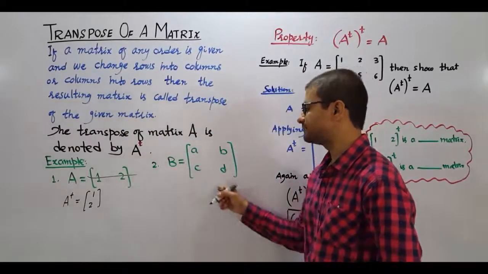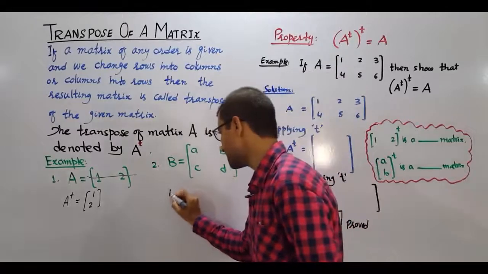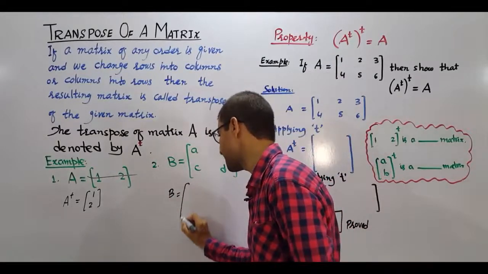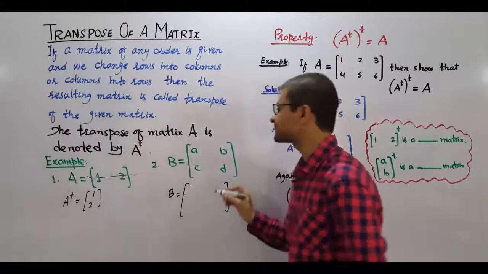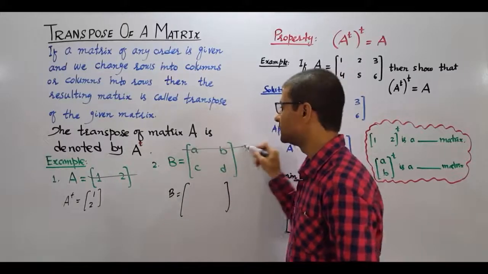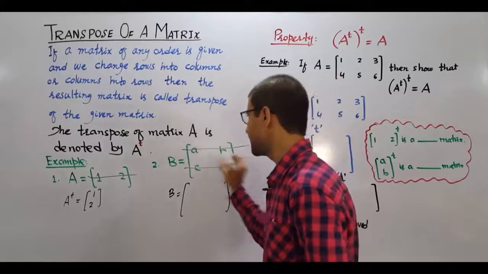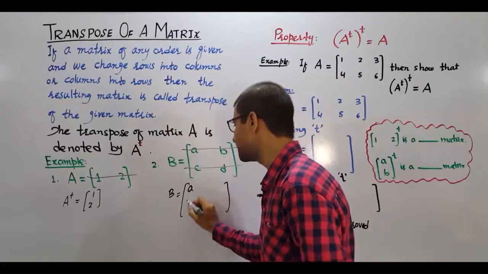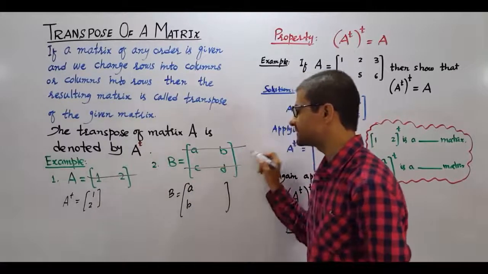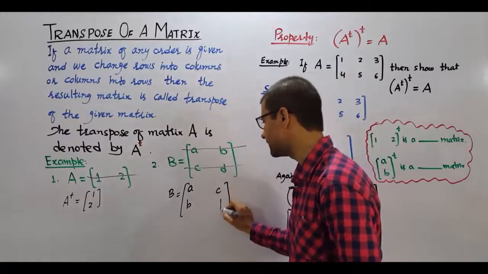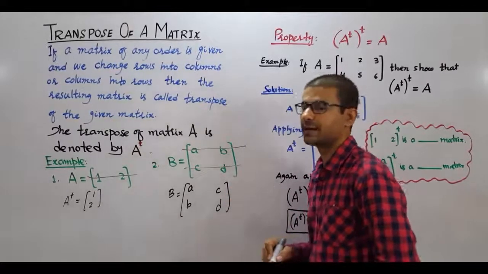Now we have matrix B. For transpose, what do we have to do? Select rows and convert them into columns. A B, the first row will become the first column. C D, the second row will become the second column. This is the transpose of the given matrix.